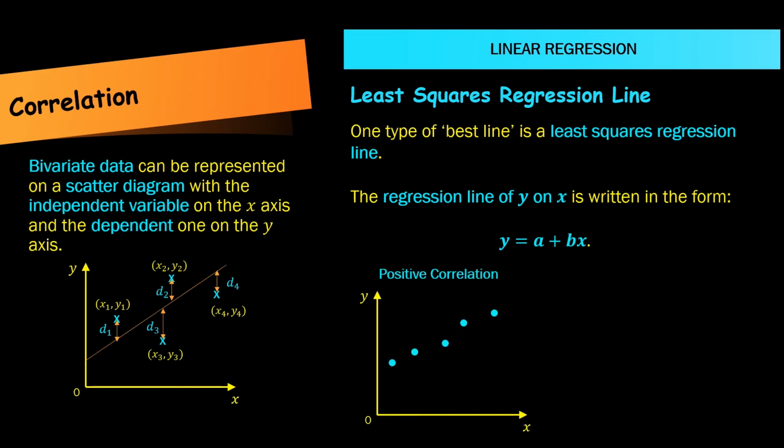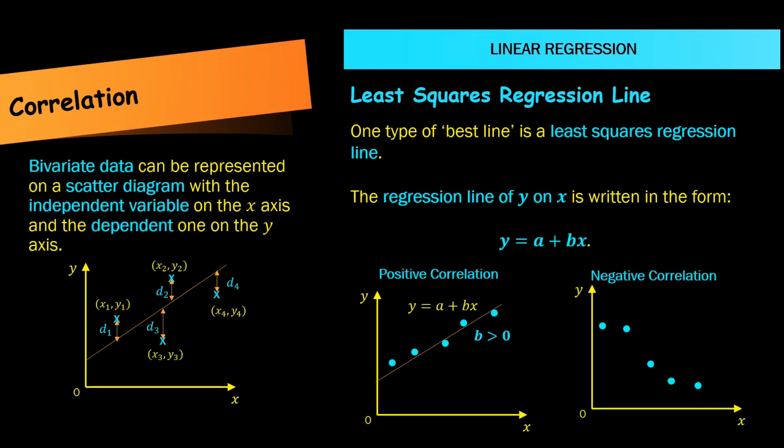Suppose we have positive correlation, as shown in this diagram, so as x increases, y increases. Then if we have a line of best fit, y equals a plus bx, the coefficient b will be greater than 0. However, if we have negative correlation, so as x increases, y decreases, then our line of best fit, y equals a plus bx, has a coefficient b which is less than 0.